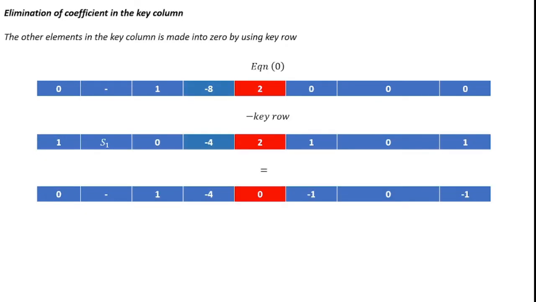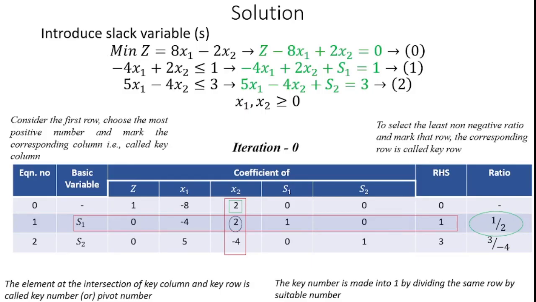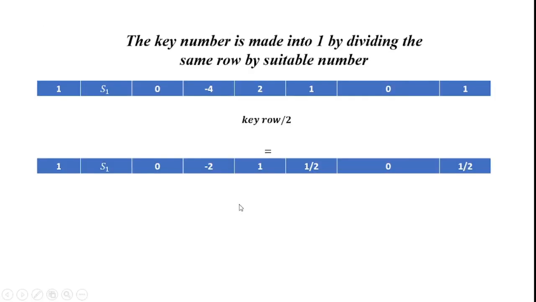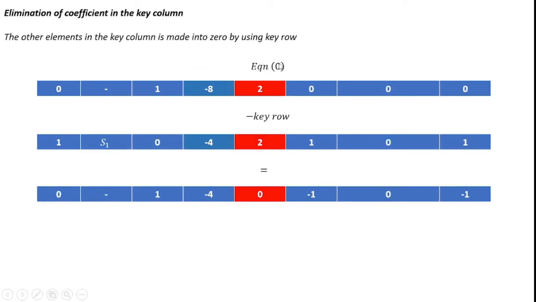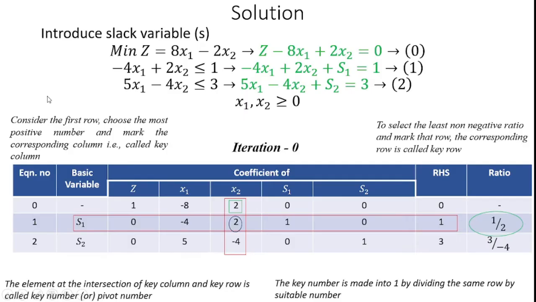After that, the other elements available in the same key column are 2 and -4. What can I do? Yes, we can convert these other elements in the key column into 0. How can I convert that? Yes, for example, if I consider the equation 0 row of the iteration 0 table, I can pick the corresponding values from the table: 1, -8, 2, 0. Here I converted the other elements: 1, -8, 2, 0, 0, 0 are available.